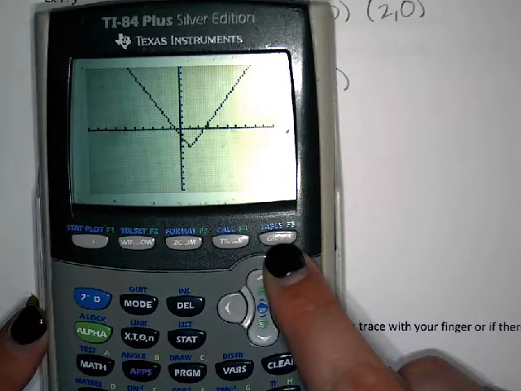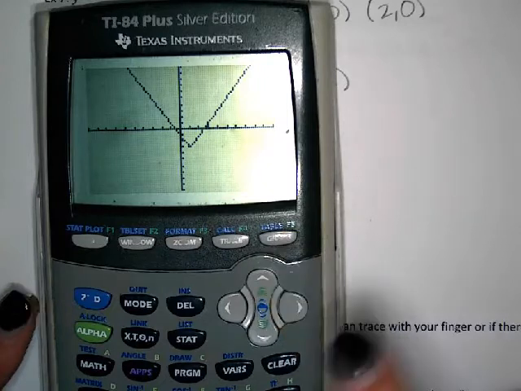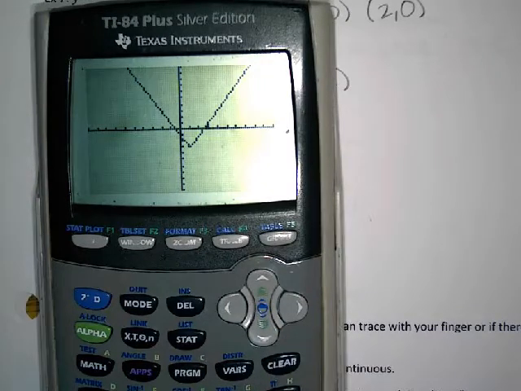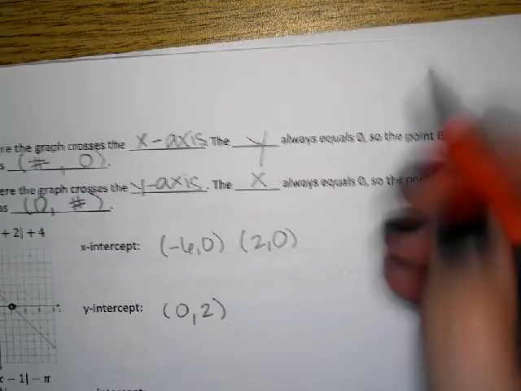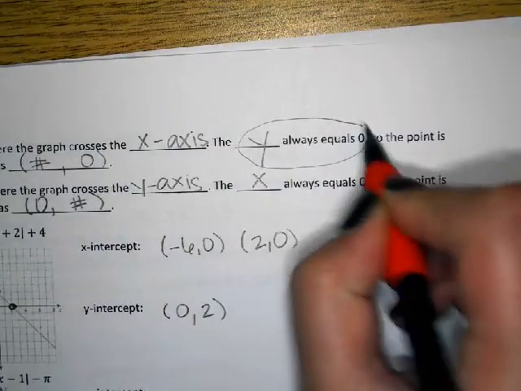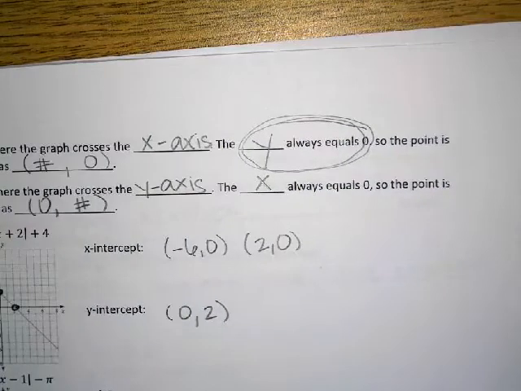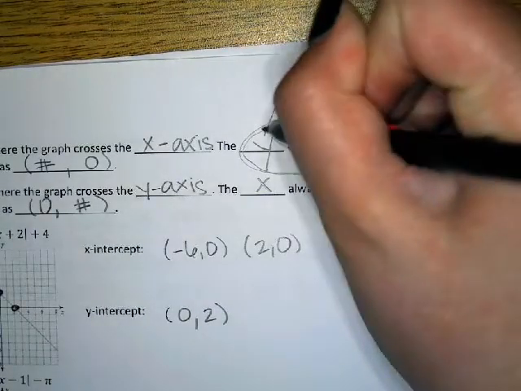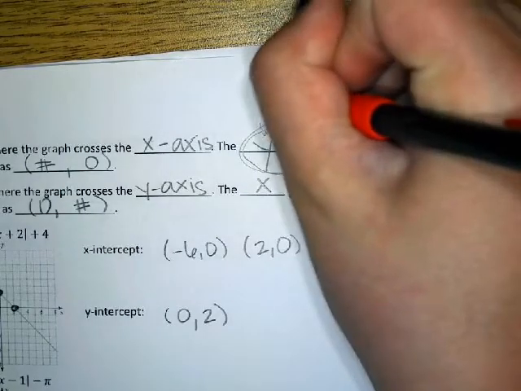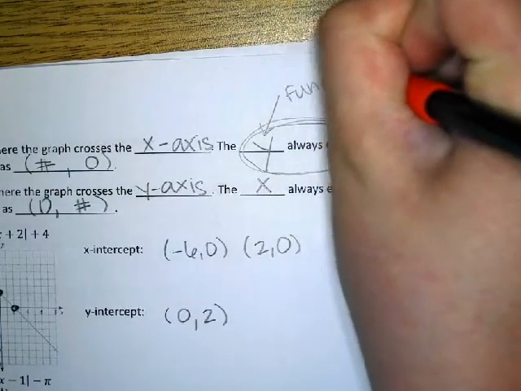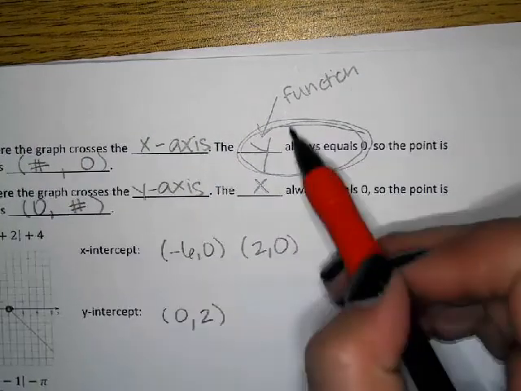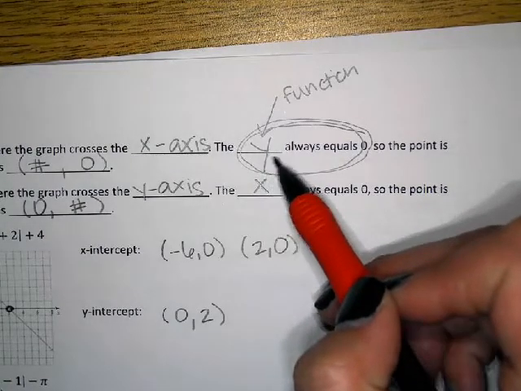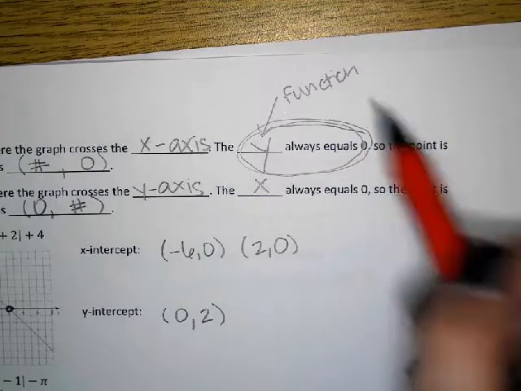Yeah? Okay. So now what we're going to do is we are going to look for the X-intercepts. We're going to look for the Y-intercepts. Okay? Now, the X-intercepts, we're going to go up here in our notes. We're going to circle this part. It says Y always equals 0. Another word for Y is function. If they ever ask about the function, they're really asking about the Y coordinate. So the X-intercept is where the Y equals 0. It's also where the function equals 0.